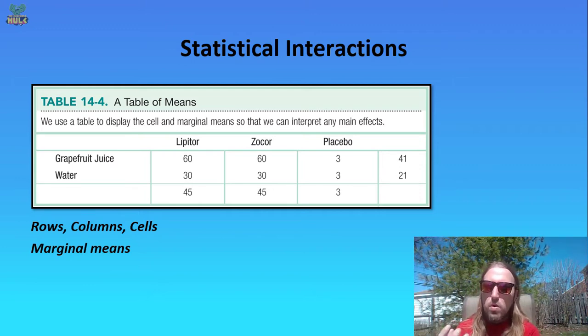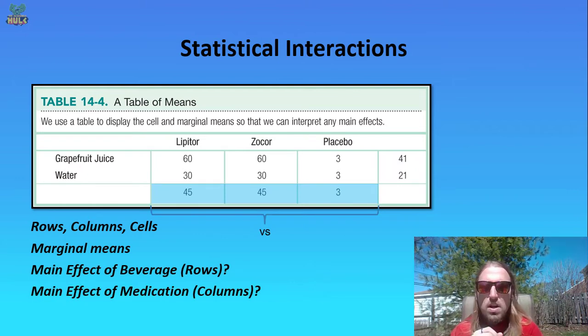And so comparing the 45 and the 3 is how we get an idea of whether or not we have an effect, a pure main effect, due to the independent variable of medicine, right? It's simply the columns. The other thing we can do then is look at the effects of the rows, right? The effects of the beverage in this case.